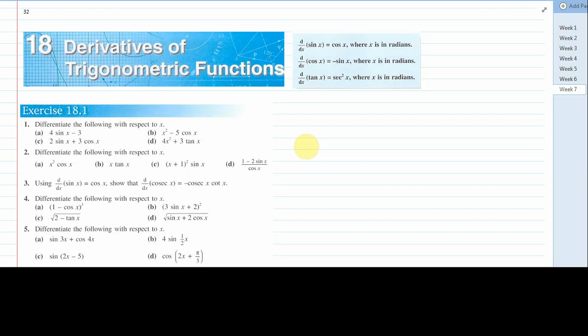Class. It's week number 7 and session number 32. In today's class, we are going to start with chapter number 18, and that is derivative of trigonometric functions.